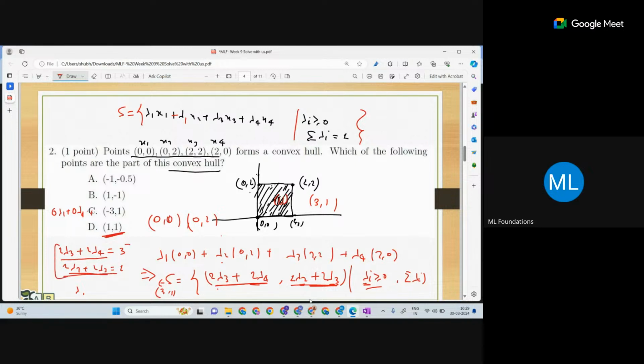This has either infinitely many solutions or no solution. There are three constraints, and we can also use the constraint lambda1 plus lambda2 plus lambda3 plus lambda4 equal to 1. So for this, there are 4 variables and 3 constraints. Either it could have infinitely many solutions or no solution.